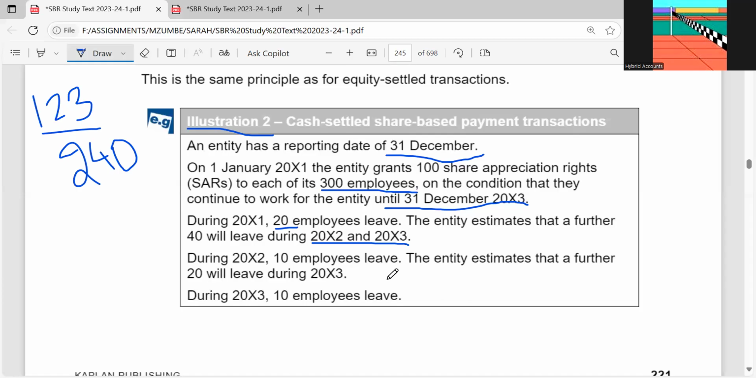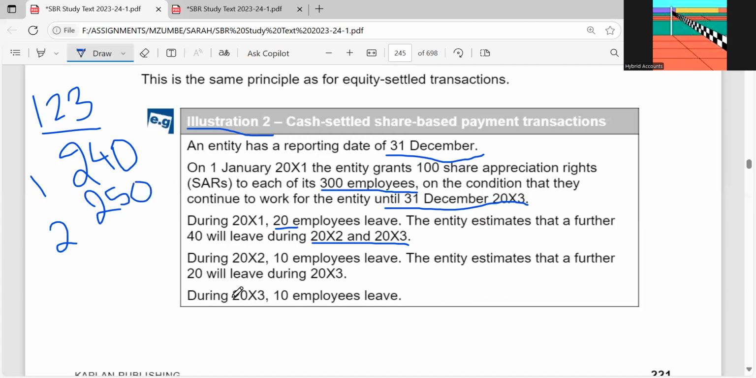During 20x2, 10 employees leave. The entity estimates that a further 20 will leave during 20x3. So this is information for 20x3 alone, right? So for 20x3 it is 20, for 20x2 it is 10, for 20x1 it is 20. So the picture we have by the end of 20x2 is that 20 left last year and 10 have left this year, which gives us 30. But 20 are expected to leave in the next year, which gives us 50. So by the end of year 2, I expect that 50 would have left. And since I had 300, 300 minus 50, I remain with 250, just like this.